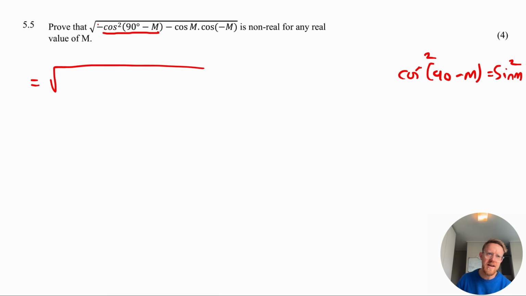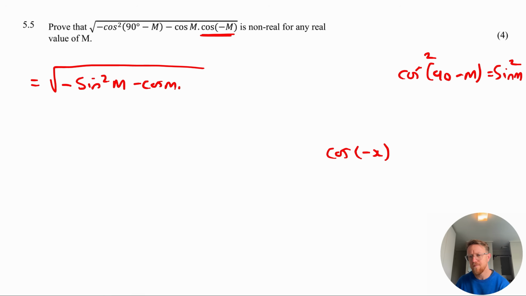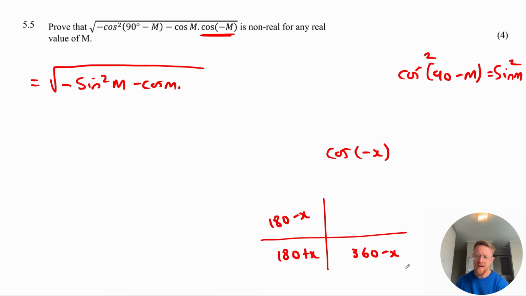So I would say the negative is just chilling in the front. That's got nothing to do with it. So I would go and write this as sin squared of m. And then this is just negative cos m. Now what does cos of negative m become? You can think of it as cos negative x. Well, it's not negative cos x. What happens is that if we have a cast diagram, we know that this is 180 minus x, this is 180 plus x, and this is the 360 minus x quadrant. Now, I've always told you guys, if something that you have is not on this diagram, then you can always add or subtract 360. So I'm going to add 360 to this.